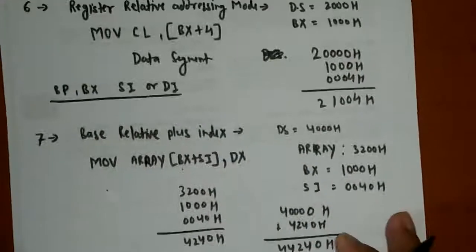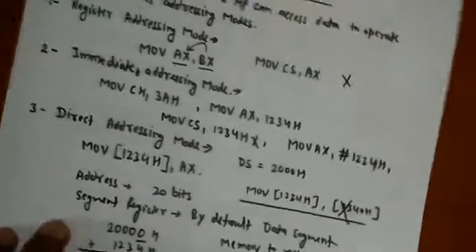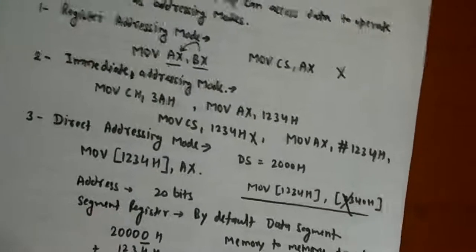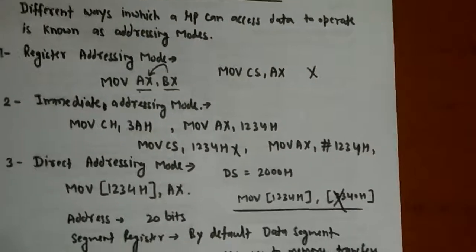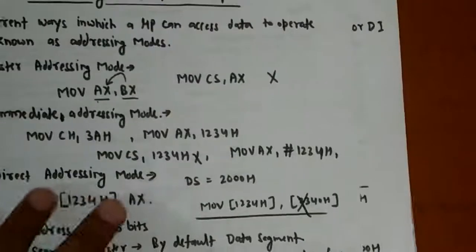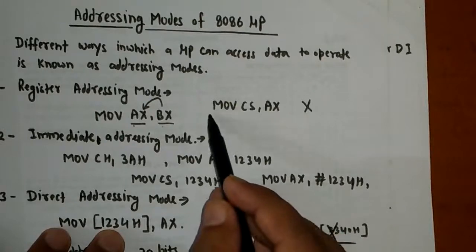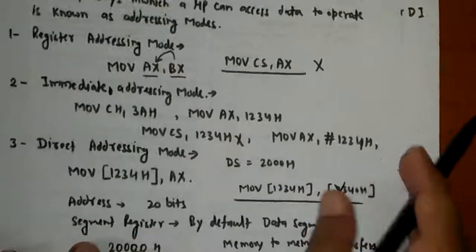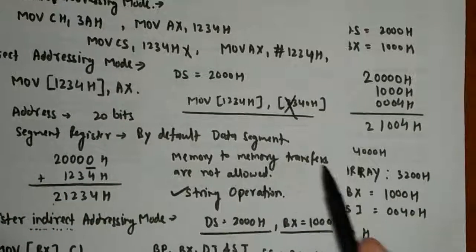So this was all about the addressing modes of the 8086 microprocessor. I tried to explain all the addressing modes with data transfer instructions, and I also gave you certain precautions that you should take care of while writing a program. Never copy or change the content of CS directly, and you are not allowed to copy data from memory to memory.